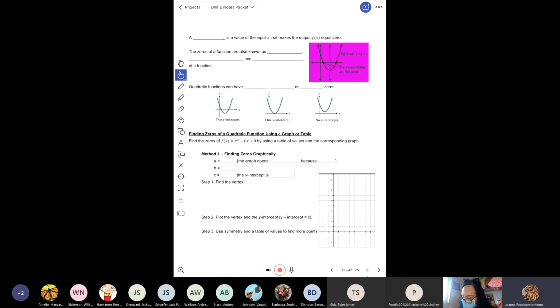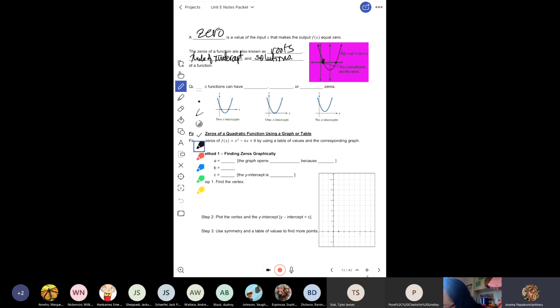Let's talk about the solutions to these quadratic equations. So a 0 is a value of the input x that makes the output 0. That's why it's called a 0. The zeros of the function, the solutions that give you an output of 0, are also known as roots, x value of the x-intercept, as well as the solutions of a function. So you may be asked any one of those words and you need to know what it means.